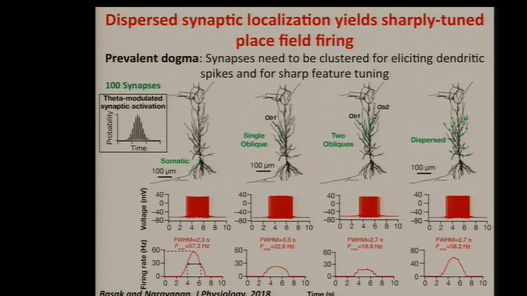So what she found out was surprising, right? If you had all the synapses coming onto the cell body, then it's all on the cell body, and therefore you have a sharp tuning over here. On the other hand, what we expected to find was if you have it on a single oblique or in two obliques, because of the generation of dendritic spikes, you will have a sharp tuning. In contrast, what we found was that it was flat, right? Compared to what you see over here, you see that the firing rates are lower, and you have a much more shallow tuning of place over here.